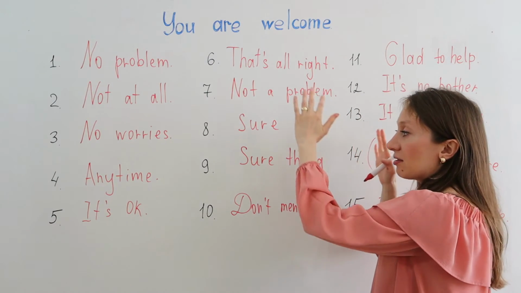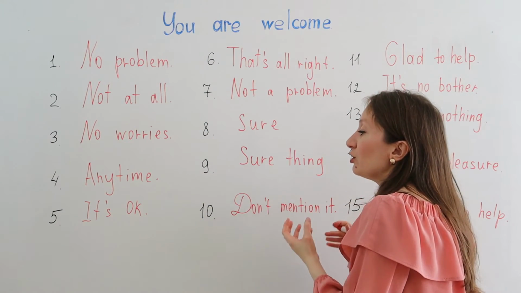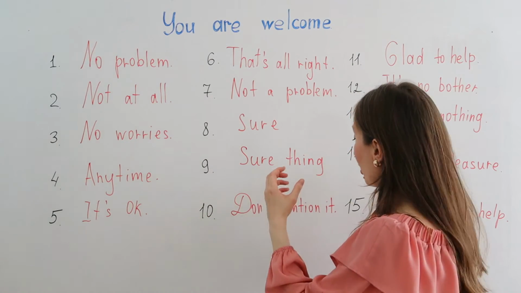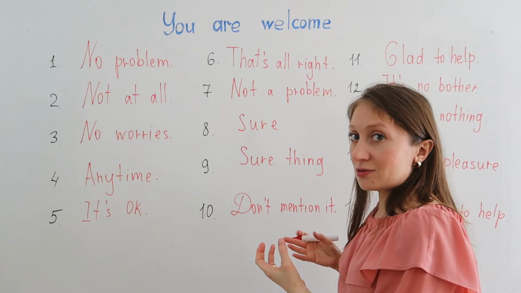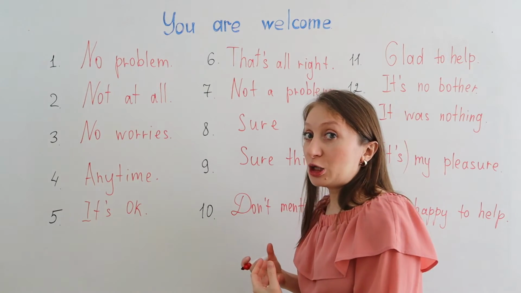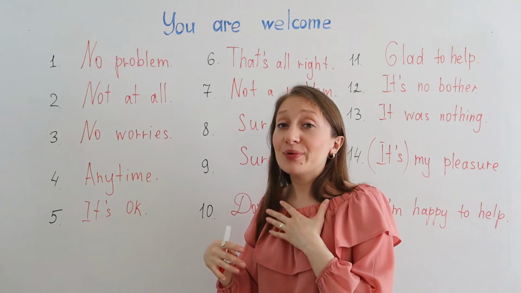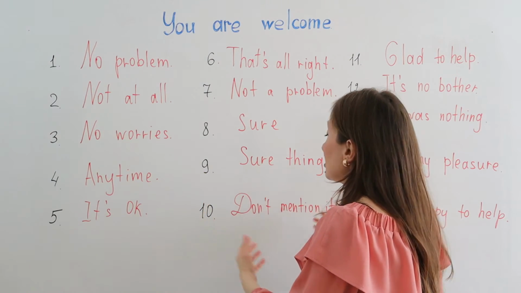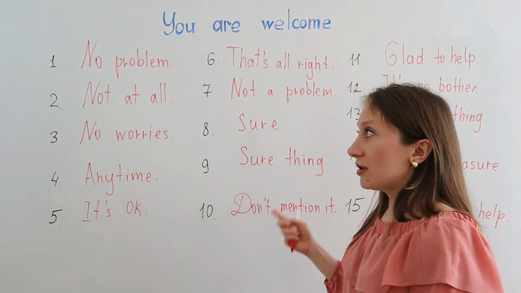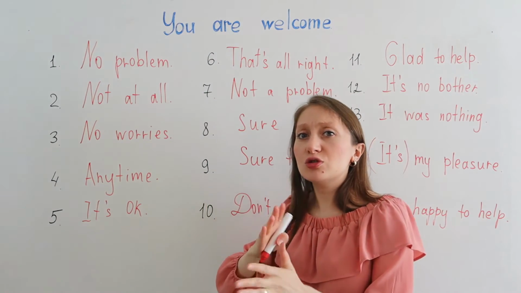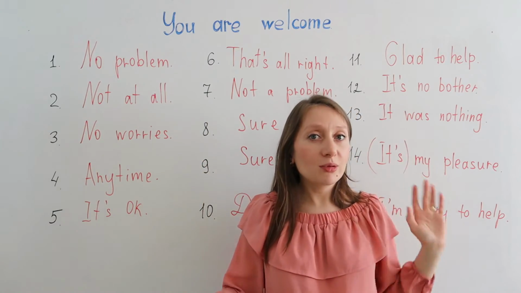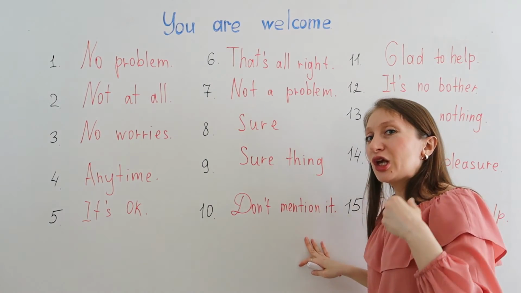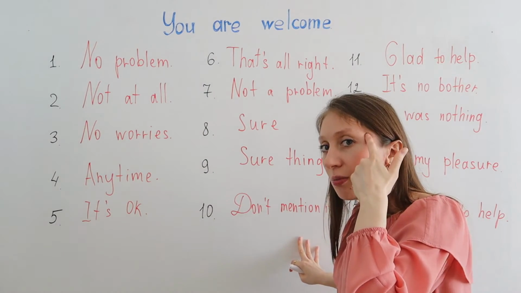Plus, they are very good ways to be polite, right? The more you use them, the better for you. So you show that you are a very kind, polite person, right? Try to use them all the time in different ways. For example, one day you just say, no problem. Next, number two, you say, don't mention it. You repeat them so it stays in your mind.